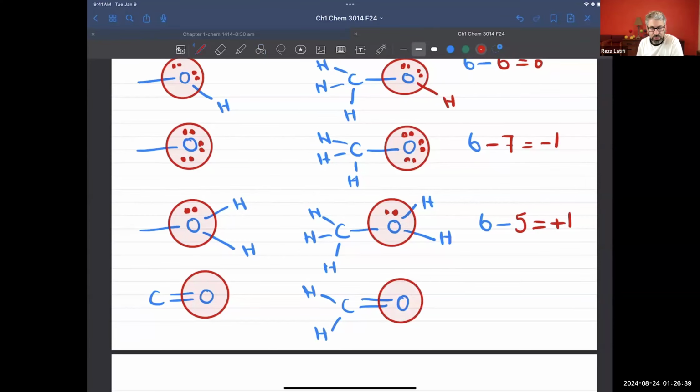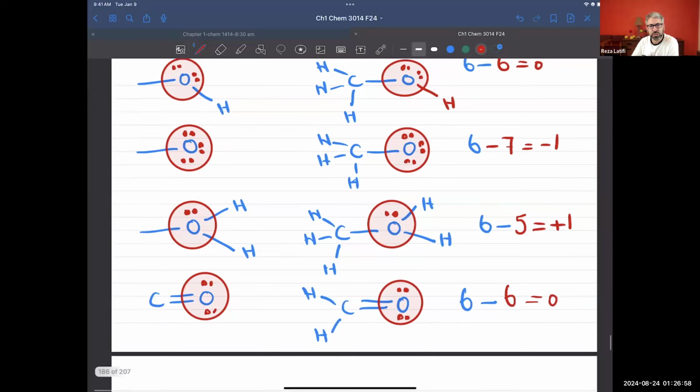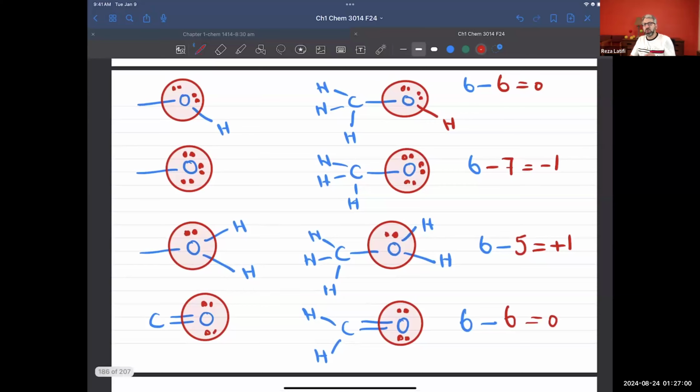Okay. For oxygen, we're going to add 2 lone pairs. Oxygen is group 6, minus how many electrons do I see around it? I see 6 of them. So it will be 0.